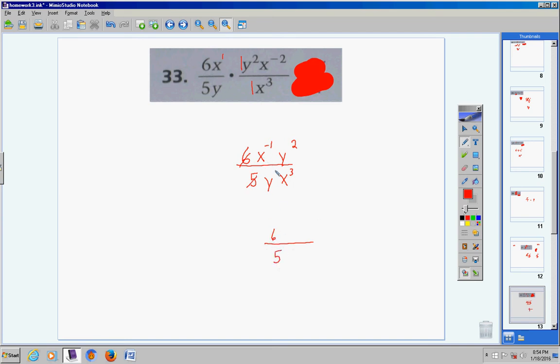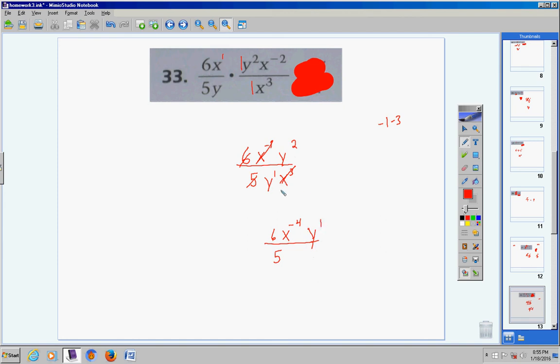Here I'm dividing x into x. I'm dividing like bases right here. So whenever you're dividing like bases, put the x up top. Then you have negative 1 minus 3. Negative 1 minus 3. That's negative 4. Now we're dividing y's. Dividing like bases, y and y. When you're dividing like bases, there's a 1 here. When you're dividing like bases, you write the like base once up top. And 2 minus 1 is 1.